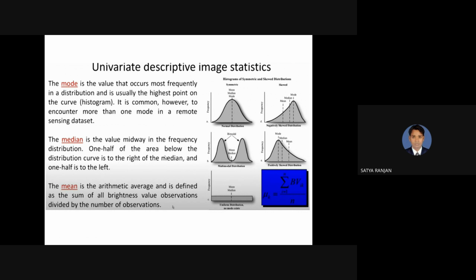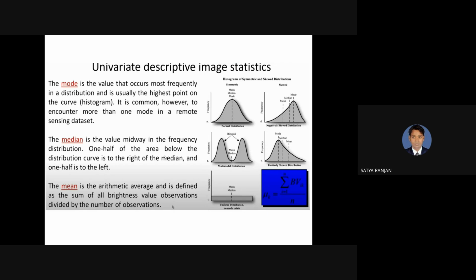So there are three statistics, that is the mode, median and mean, in the histogram of symmetric and skewed distributions. The mode is the value that occurs most frequently in a distribution. So if one value occurs most frequently, then that is the mode, with the highest point on the curve. It is common, however, to encounter more than one mode in remote sensing data sets.